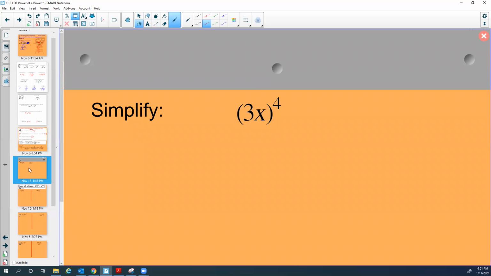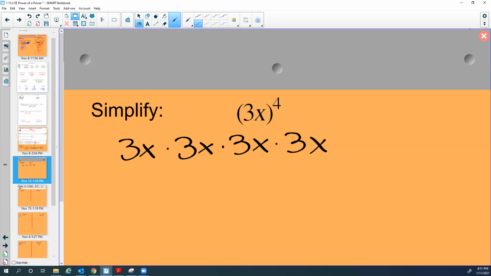So let's try one ourselves. I have 3x in parentheses to the 4th power. What do we need to do here? We need to do 3x times itself 4 times. So what does that mean? That means I'm going to have 3 to the fourth power, x to the fourth power. So in my calculator, I just need to type in 3 to the fourth power in order to get my answer. So let's do that. 3 to the fourth power, that is 81.